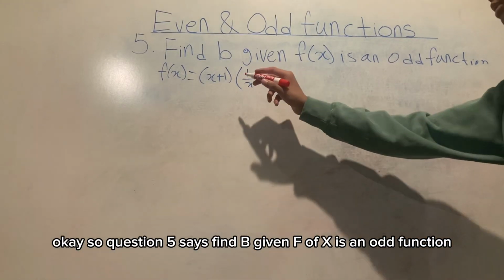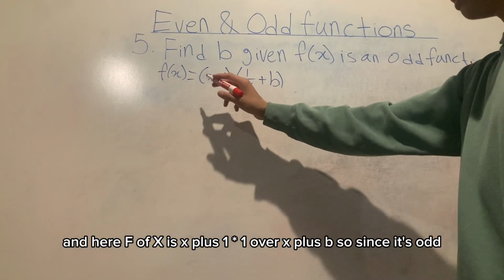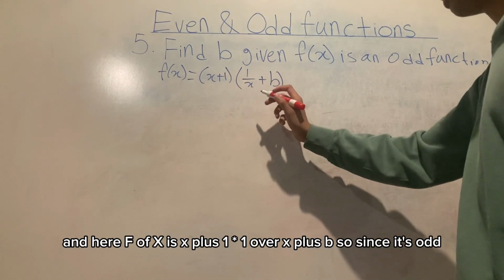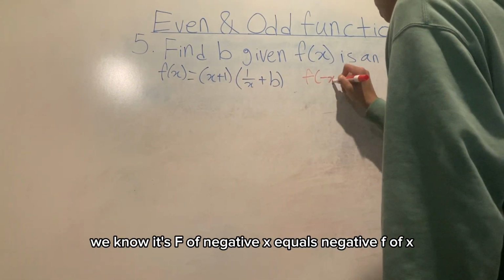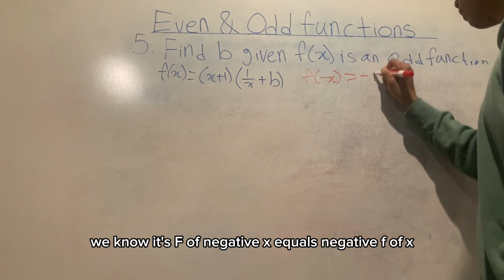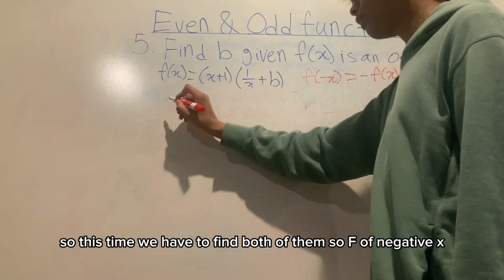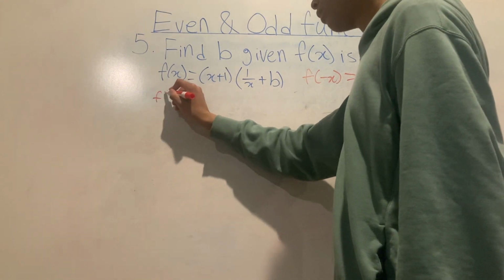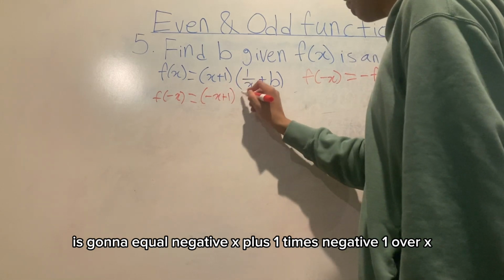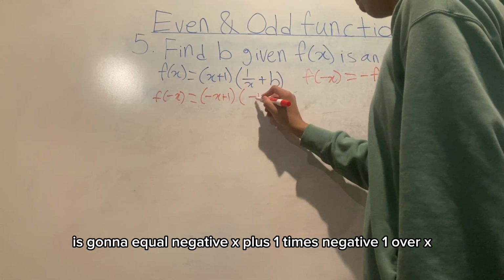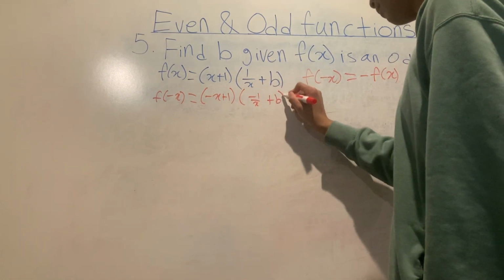Okay, so question 5 says, find b given f of x is an odd function. And here, f of x is x plus 1 times 1 over x plus b. So, since it's odd, we know f of negative x equals negative f of x. So, this time we have to find both of them. So, f of negative x is going to equal negative x plus 1 times negative 1 over x, because it's a fraction, 1 over negative x is the same, and then plus b.